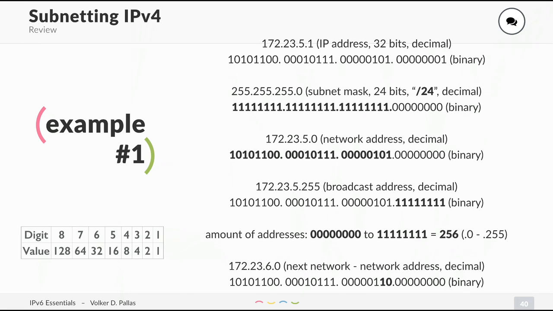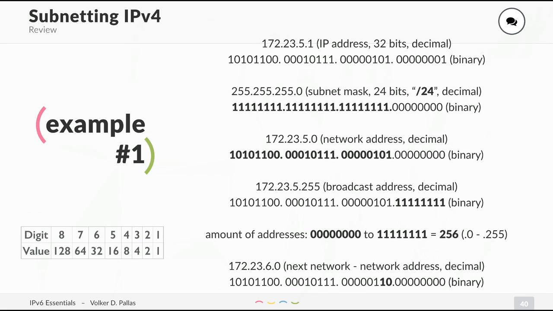172.23.5.0. And what is the broadcast address? I told you, it's all ones, but of course only the host part, not the network part. So in this case, the broadcast address is 172.23.5.255. How many addresses do you have? Well, you have 0 up until all ones. It's 256 addresses. On the left, there is a little chart which may help you. The bit on the right is 1, the next bit is 2, bit number 3 from the right is 4, then 8, up until 128. And if all bits are set to 1, we have 256.